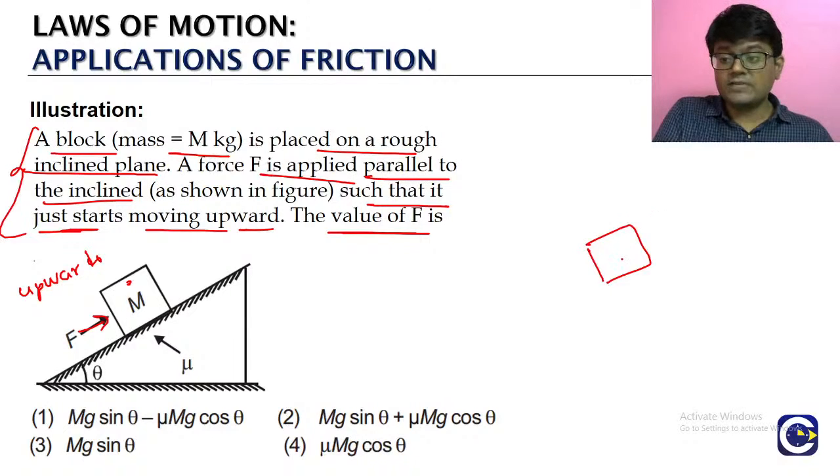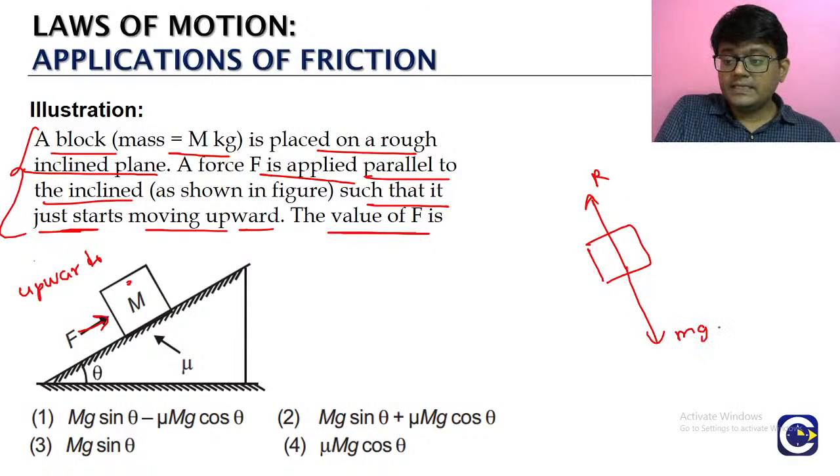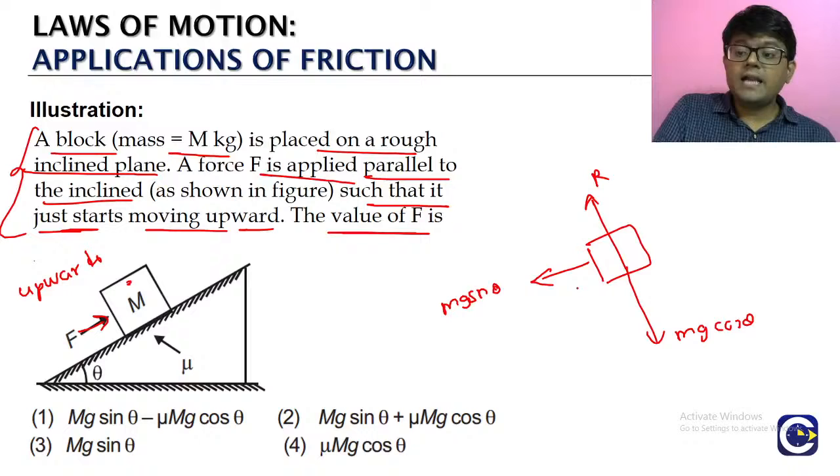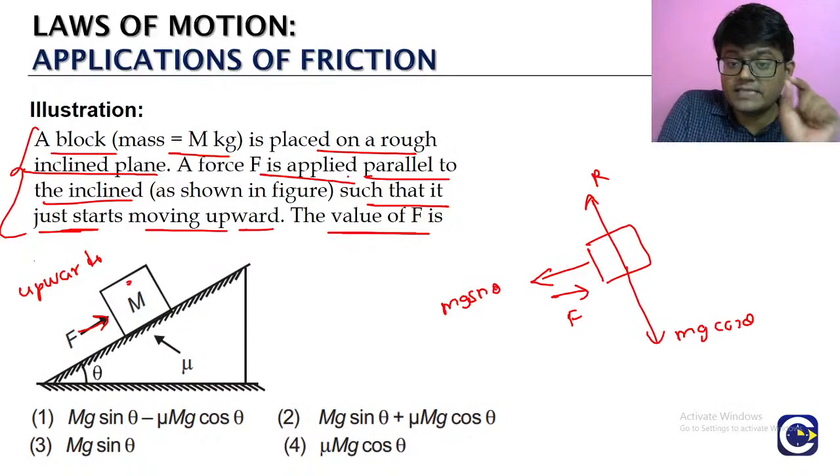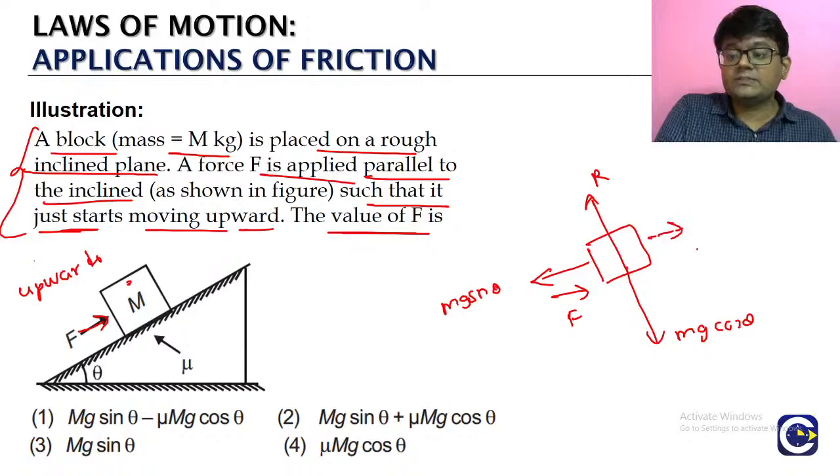Now, as it is, almost everything will remain the same. Look at this. We'll have the normal reaction and mg cos theta. Then we'll have mg sin theta down the plane. And here we are applying this force F upwards the plane. And the statement, what are they saying? The force F is applied parallel to the inclined plane such that the block just starts moving upwards. Just starts moving upwards means there is the tendency to move upwards.